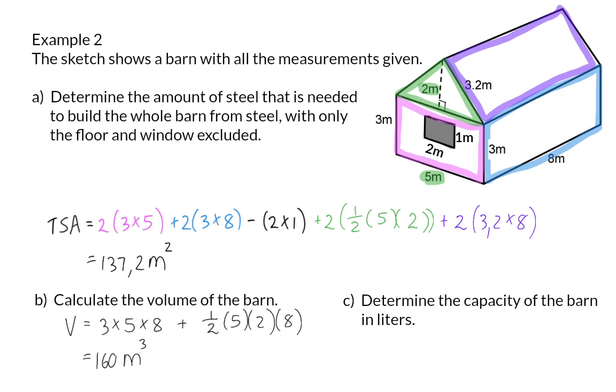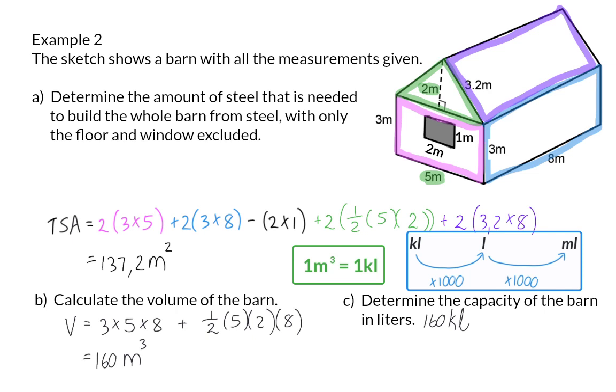Question C. Determine the capacity of the barn in liters. 1 cubic meter is 1 kiloliter. So we know that this barn can hold 160 kiloliters. If we need to convert this to liters, you need to still multiply it by 1,000. So this is 160,000 liters.